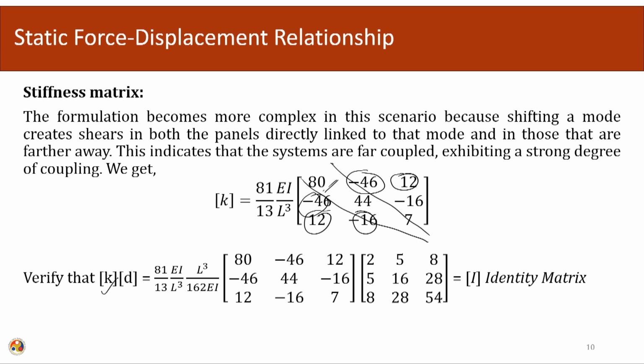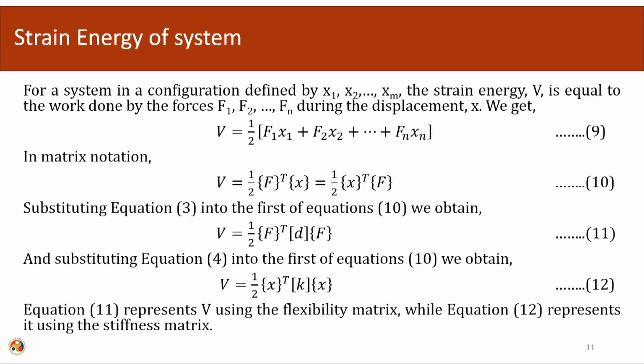If we multiply the stiffness matrix with the flexibility matrix, we are going to get the identity matrix, thus proving that the stiffness and flexibility are inverse of one another. So, moving ahead, now we look into the concept of the strain energy of a system.